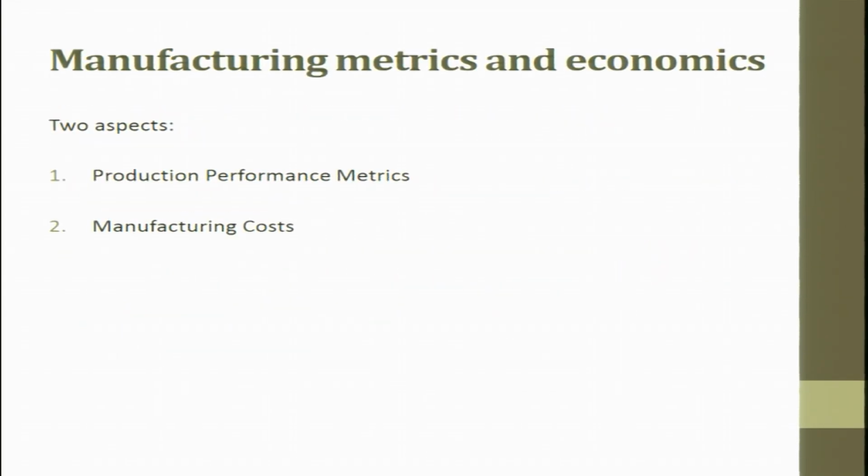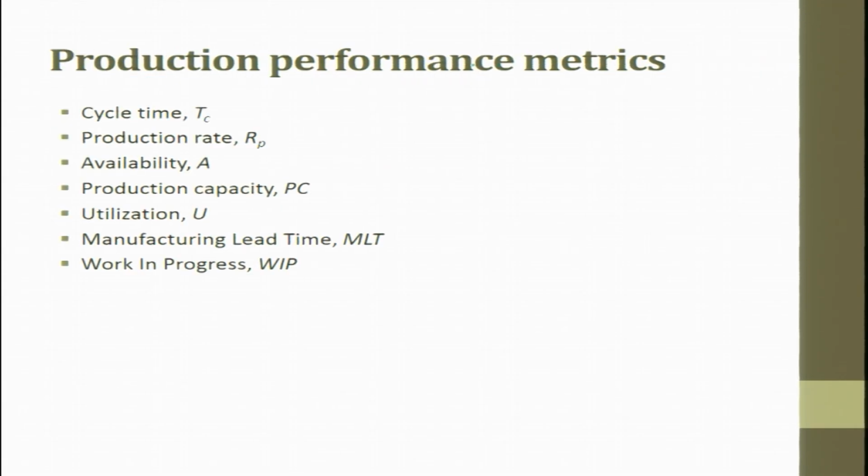There are two types of manufacturing metrics and economics. The two aspects are production performance metrics and manufacturing cost. Production performance metrics talk about cycle time. How do you calculate the cycle time? If in a shift there are 480 minutes of working and it has to produce 1000 items, if 1000 pieces have to be made, the cycle time is nothing but 480 minutes by 1000. So, approximately this is the cycle time.